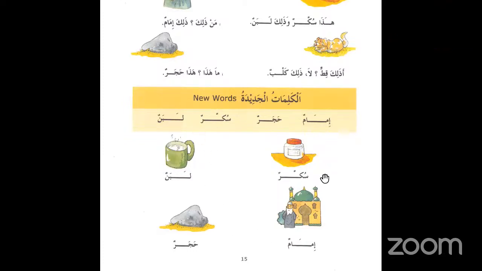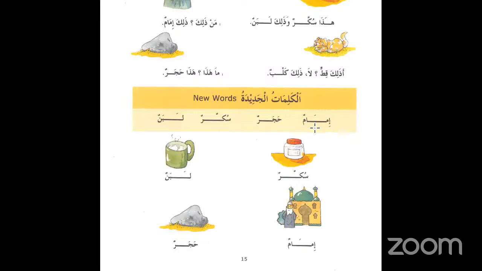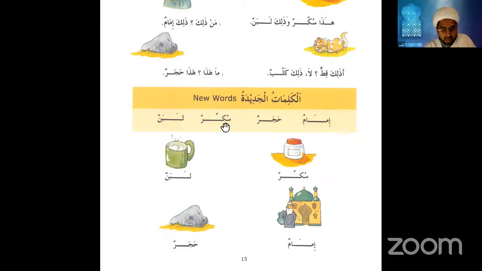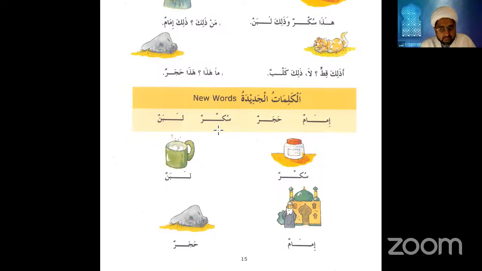Bismillah. So al-kalimatu al-jadidatu, the new words. If you can start reading the Arabic and translate, that'd be great. Bismillahir Rahmanir Rahim. Imamun. Hajarun, stone. Sukkarun, sugar. Labanun, milk. Correct. And that's all the words.